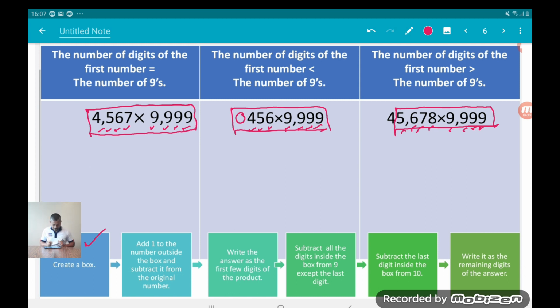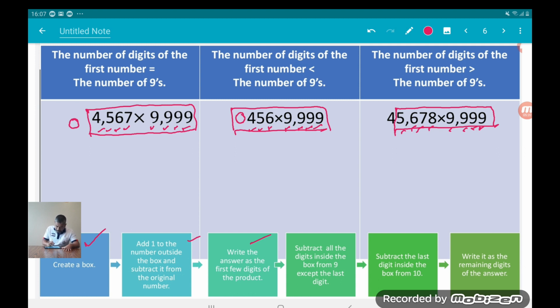Now let's look at the next one. We are going to look at the next 2 parts of the rule. That is, add 1 to the number outside the box and subtract it from the original number, and write the answer as the first few digits of the product. So what we have to do is, you have to look outside the box. Can you see any digits outside the box? We have no digit in the first problem, am I right? So just add a 0 there.